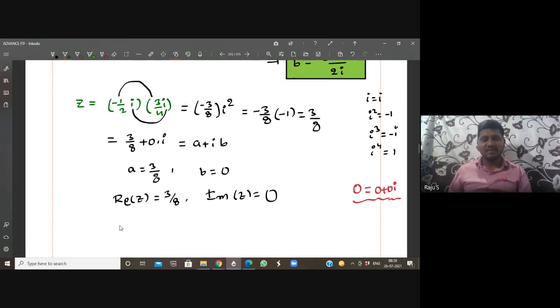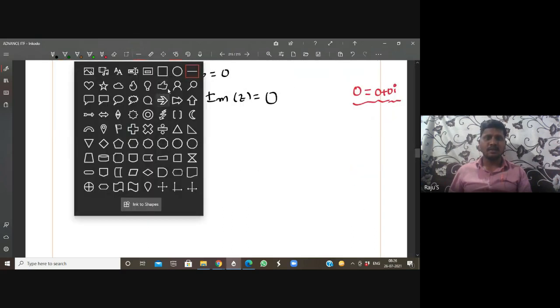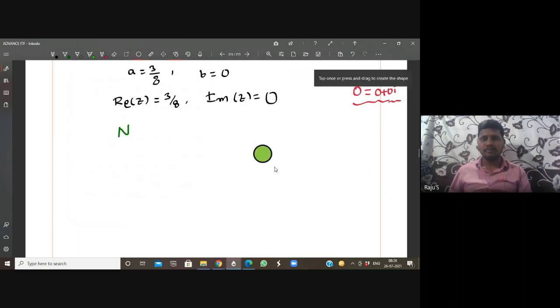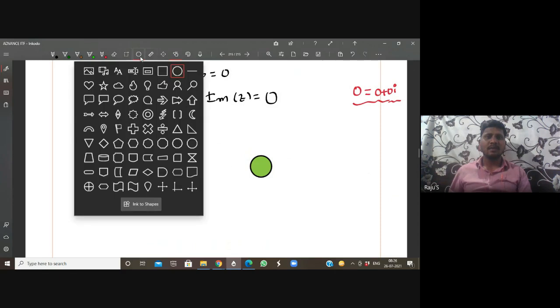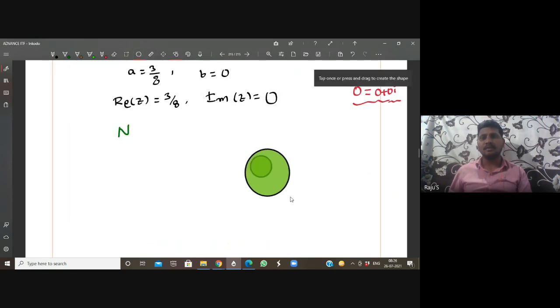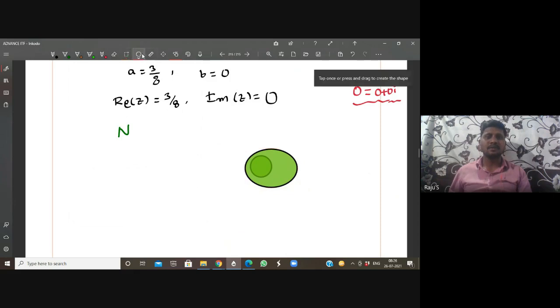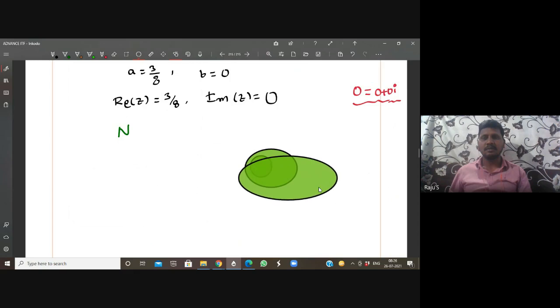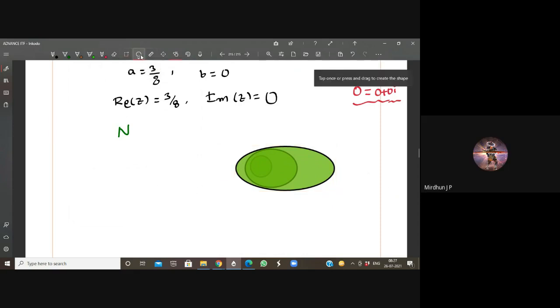So we can write like this. First, this is natural numbers. Then next, this is integers. Next, this is real numbers. Finally, complex numbers.